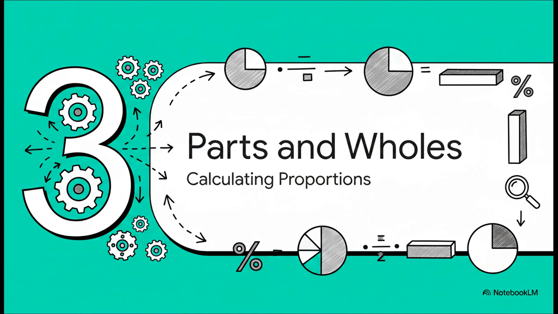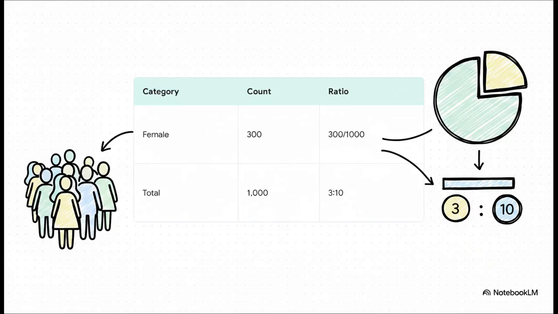Calculating parts and wholes. Here is a brilliant illustration of the distribution ratio, which you might also hear called the total-to-parts ratio. Say a company has 300 female workers out of a total workforce of 1,000. We want to find the ratio of that specific part to the whole. So we take our 300 divided by our base of 1,000 and reduce it down to a clean 3-to-10 proportion. Just like that, we've transformed a chunky head count into a crisp, easily digestible relationship.